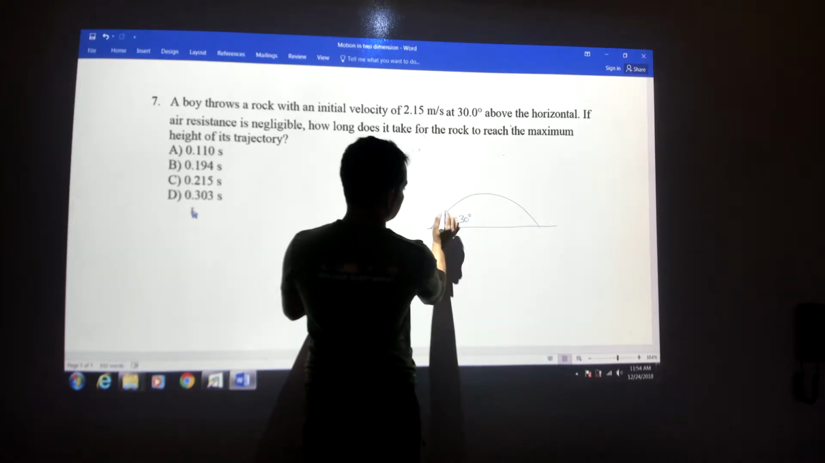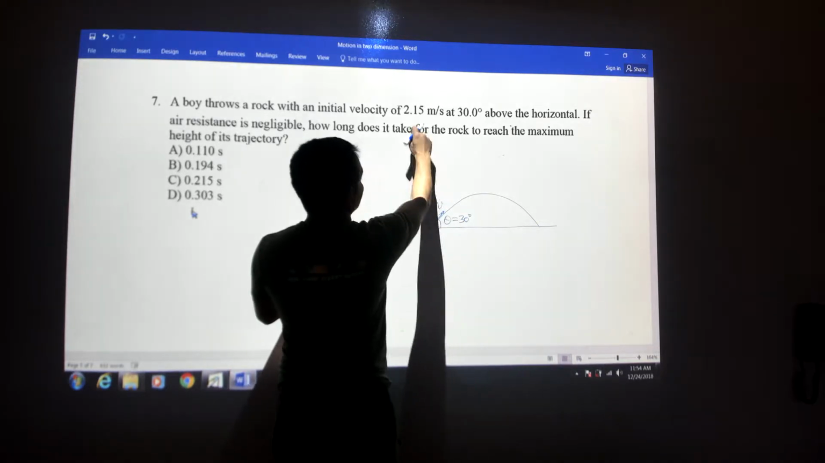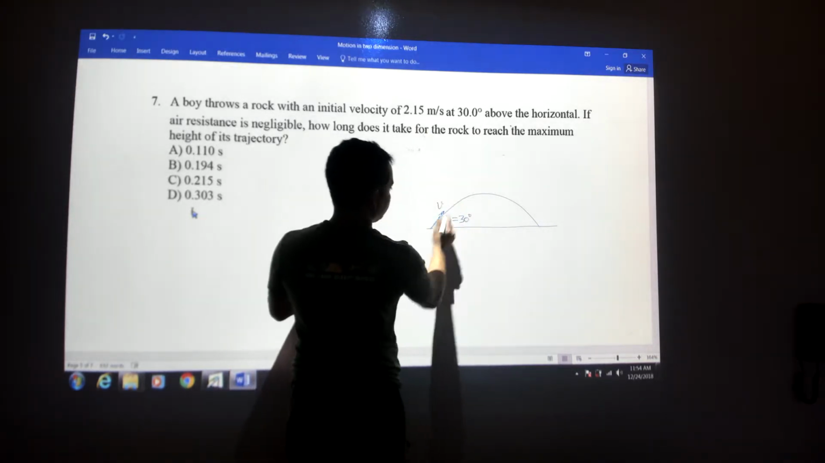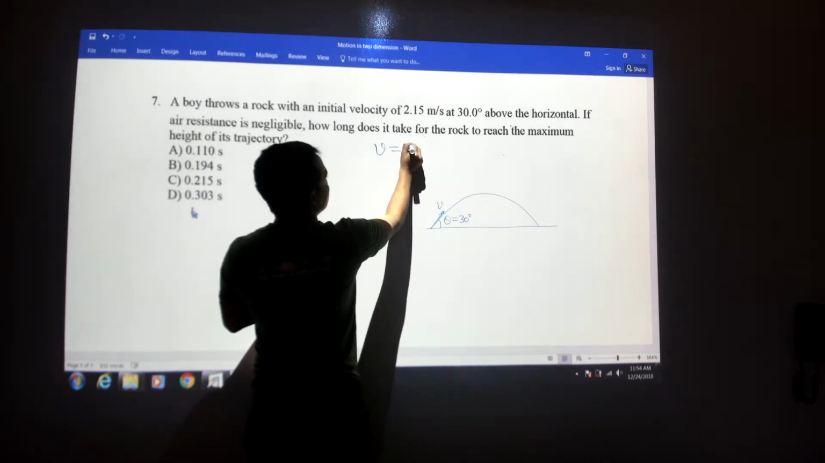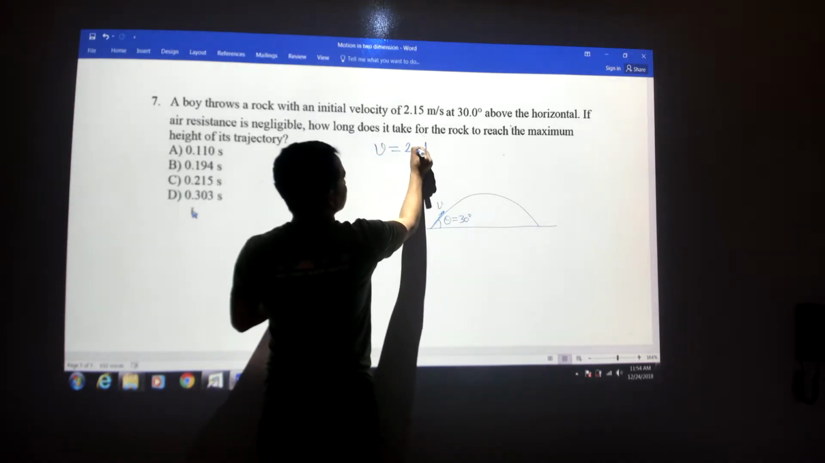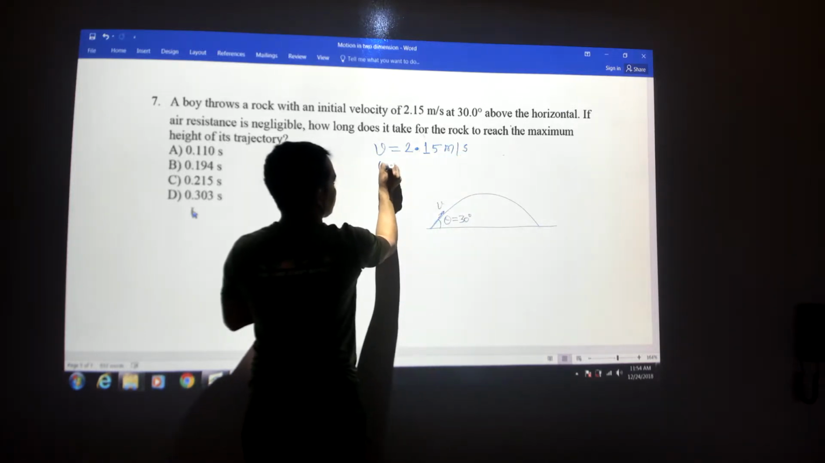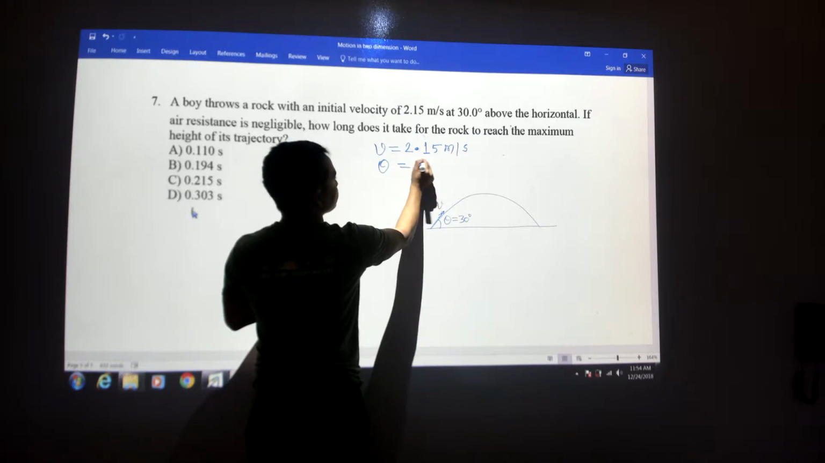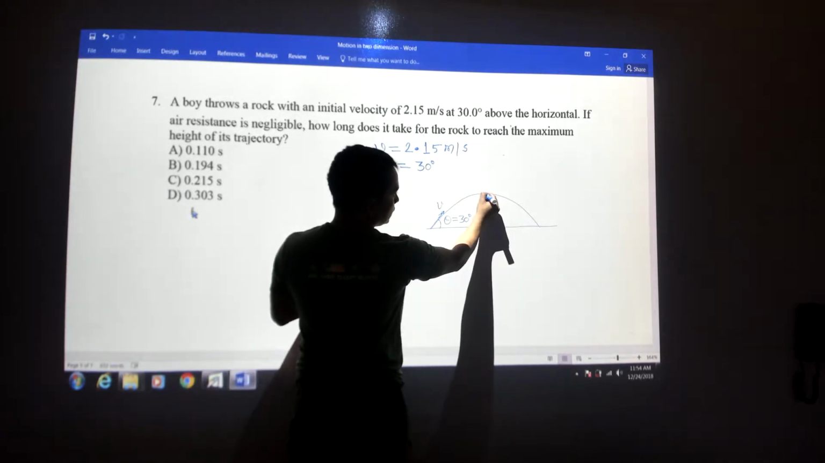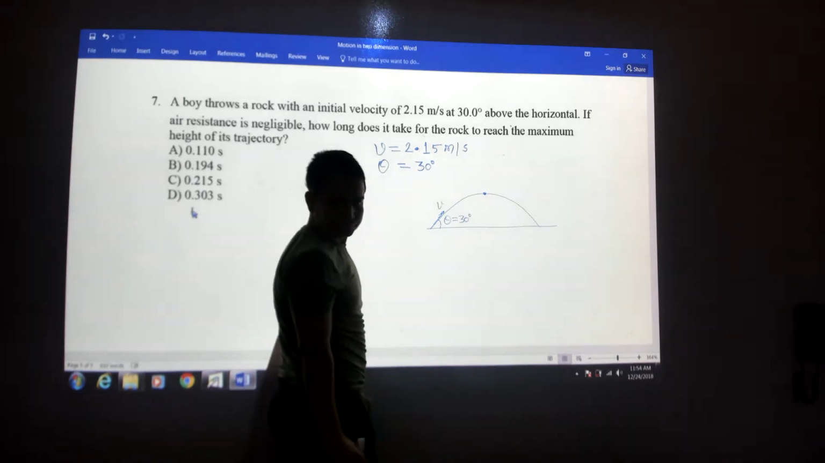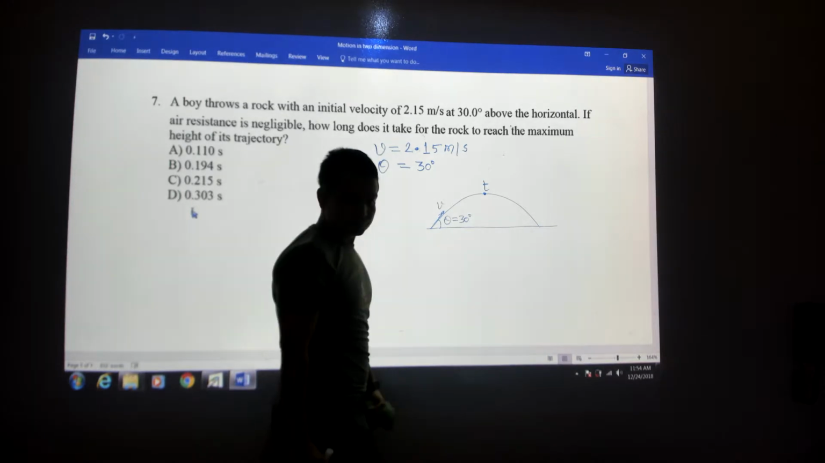And the velocity v is 2.15 meters per second. The velocity v is 2.15 meters per second, and theta, this angle, is 30 degrees, and you need to find out how long it takes to reach this maximum height. You just have to find out the time at this point.